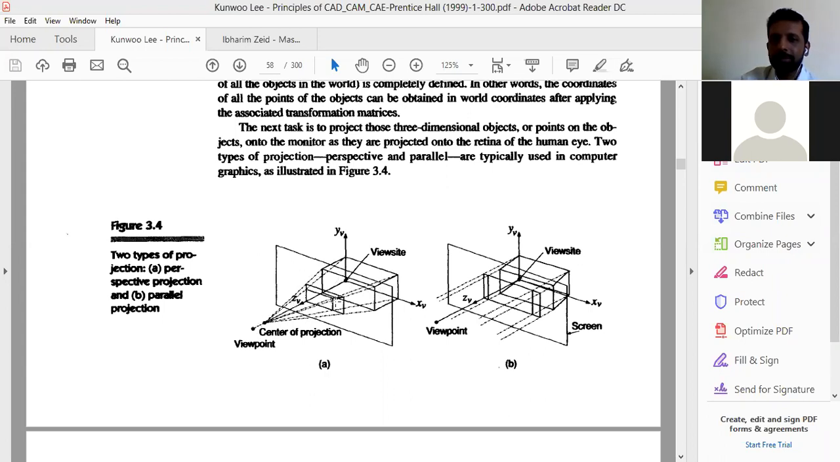So this is the perspective projection where all these lines will have to coincide at this viewpoint, and in between this object and this viewpoint we have this display screen. So it is going to intersect onto these screens, so this particular corner is going to be projected over here, and similarly this particular corner is projected over here, right?